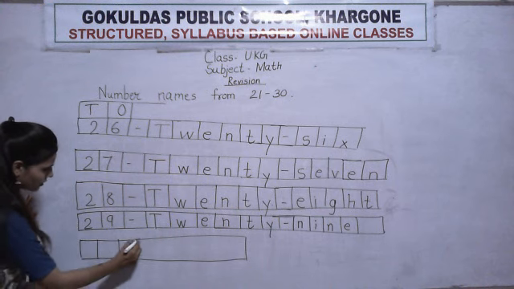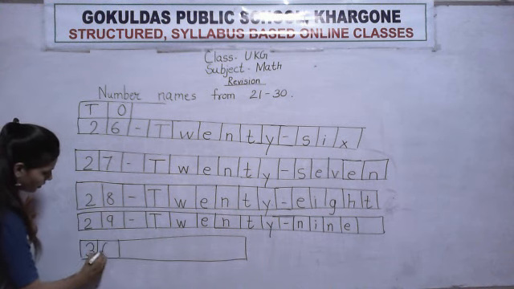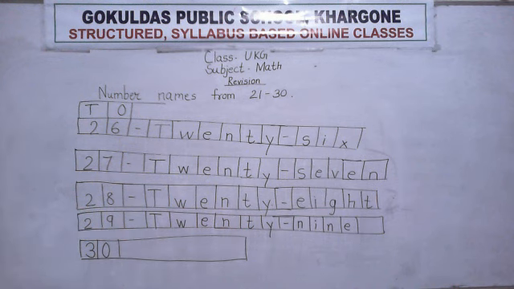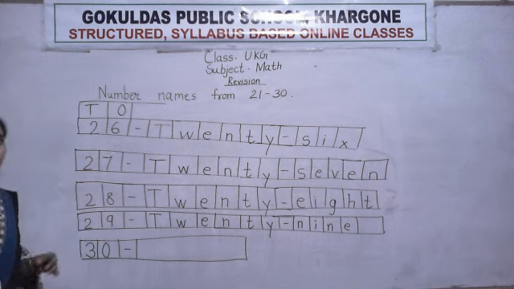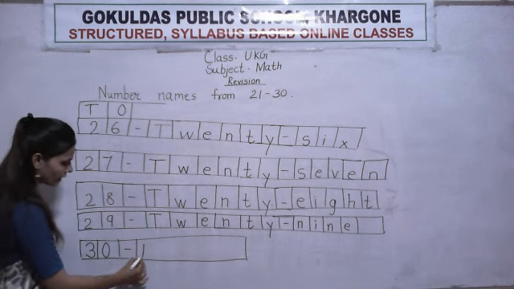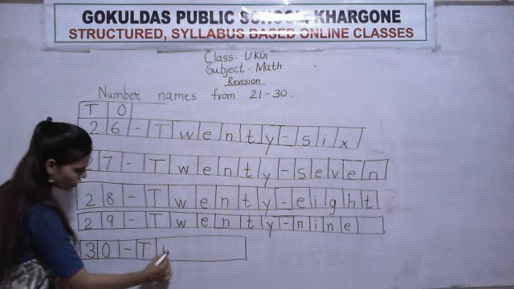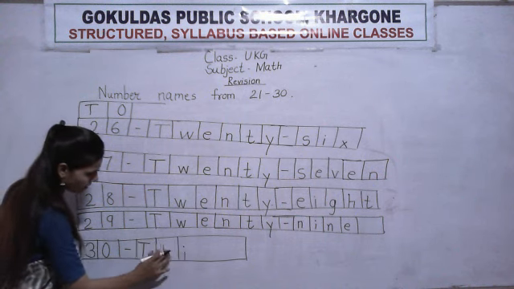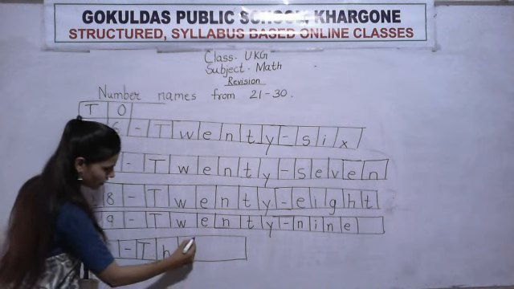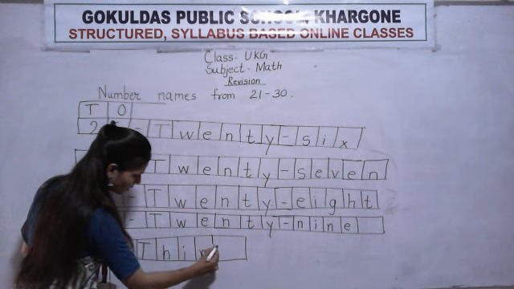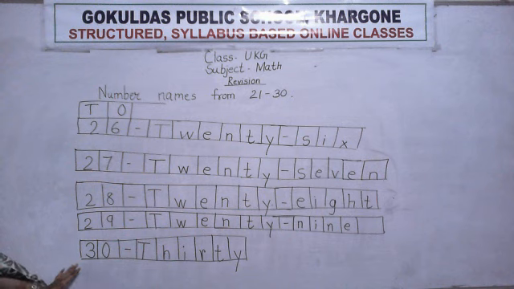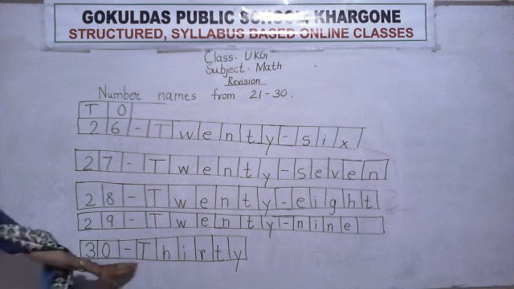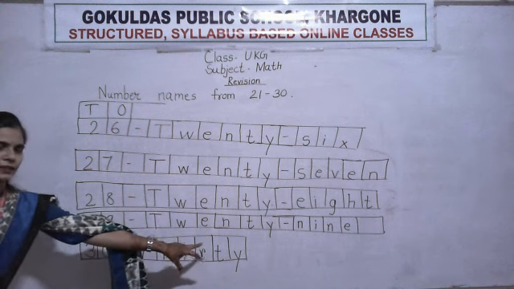Spelling is 30. Okay, this is different for all. So the spelling of 30, look over here. Okay, write carefully. T H I R T Y. So this is the spelling of 30. Okay, T H I R T Y.